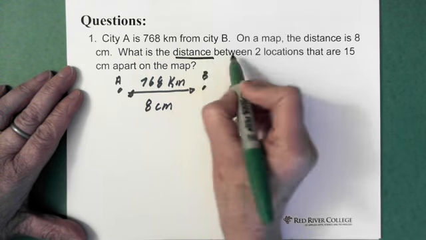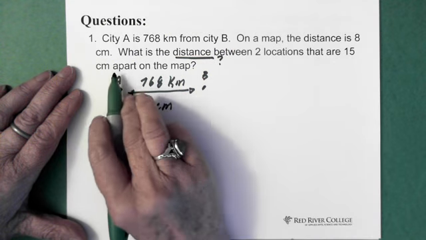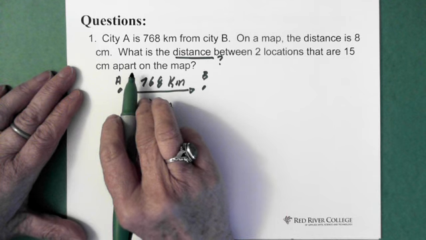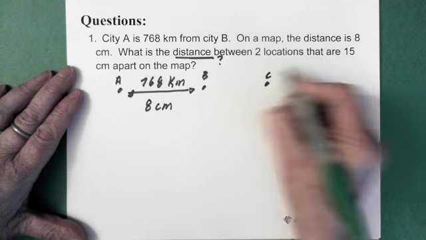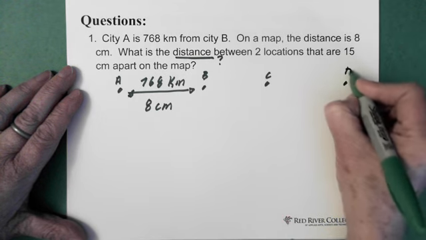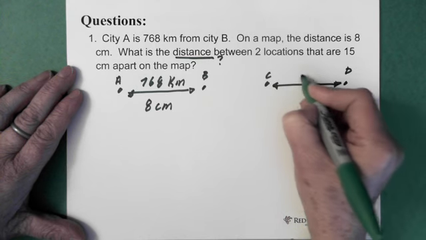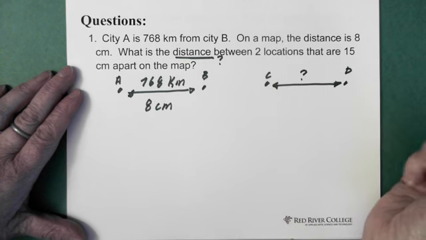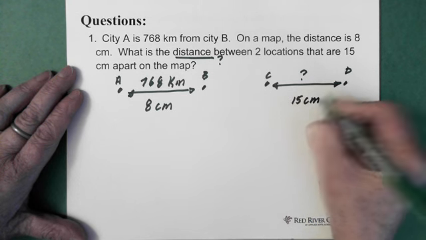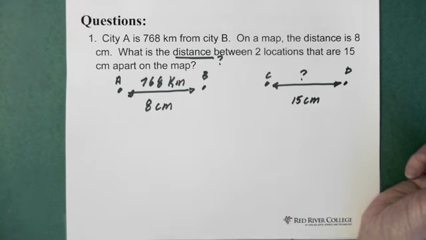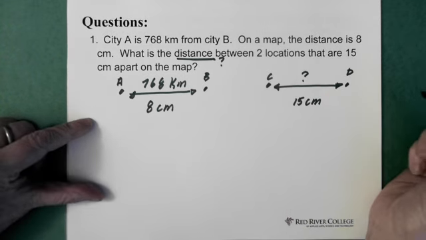So we're trying to find the distance between two locations that are 15 centimeters apart on a map. So these two new locations, which we don't know, we'll call them C and D. This distance here, the real distance, is the thing we're looking for. And on a map, it's shown as 15 centimeters. So just by looking at this, we can see how to set up the ratio and proportion.